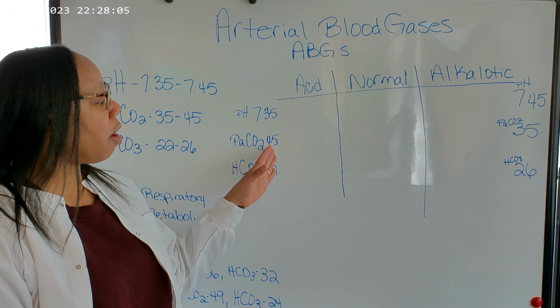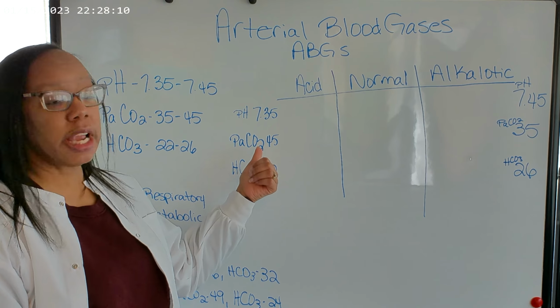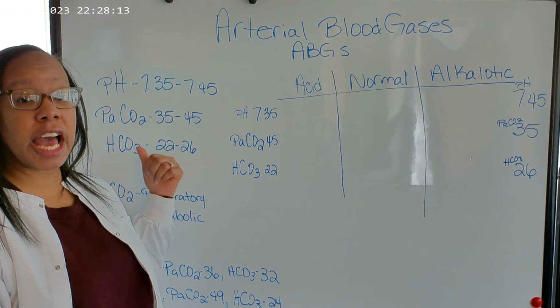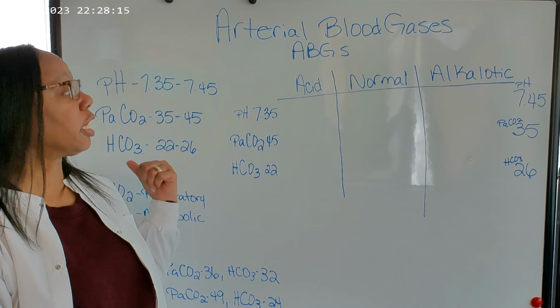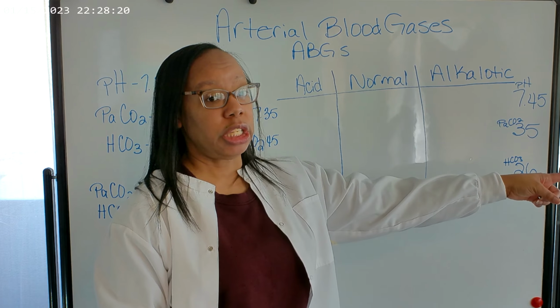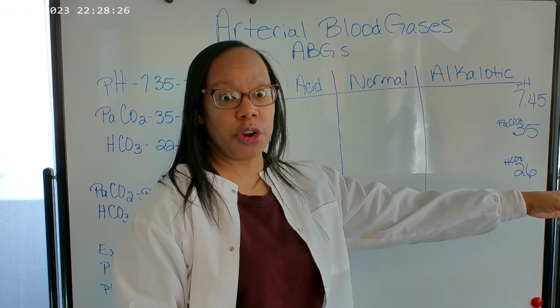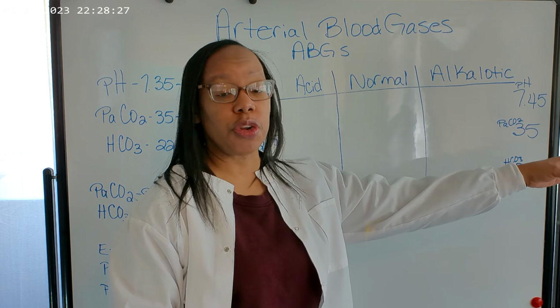It's just that everything above 45 is going to be considered acidic. So if we got 46, 47, 48, 49, 50, anything above 45 is considered acidic. Anything below 35 for our CO2 is going to be considered alkalotic. So going below 35, so 34, 33, 32, 31, anything below 35 is going to be considered alkalotic. Okay? With this tic-tac-toe method, we're trying to find which value matches our pH.